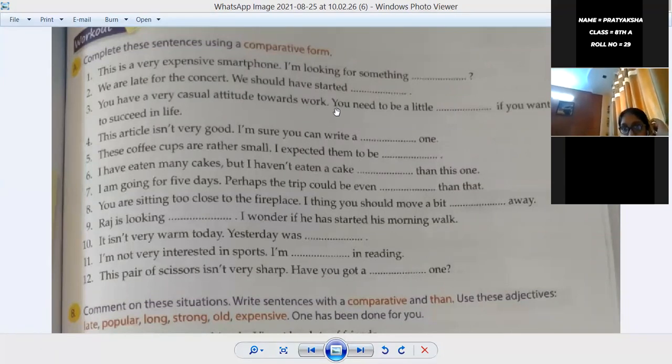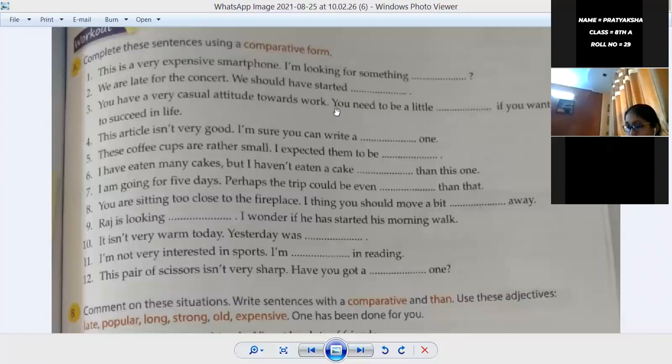Or Raj is looking slim. You can write Raj is looking slim or thin. I wonder if he has started his morning walk. Okay. It isn't very warm today. Yesterday was warmer. Okay.